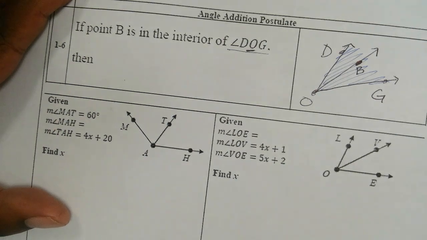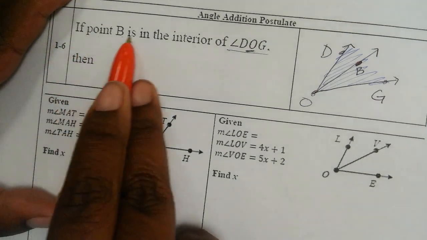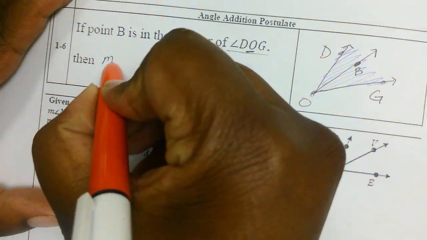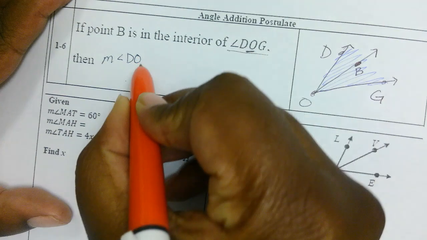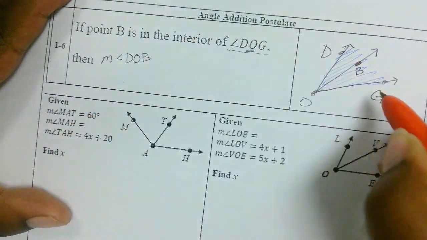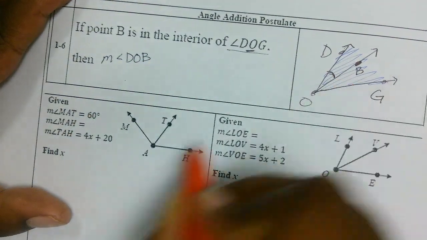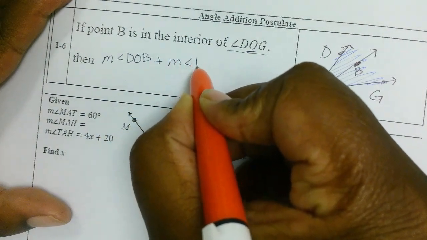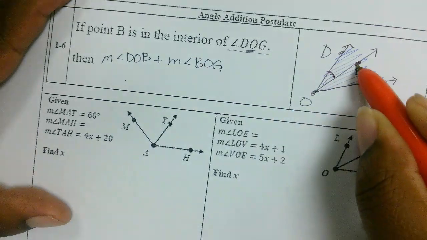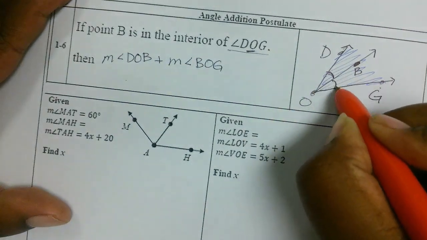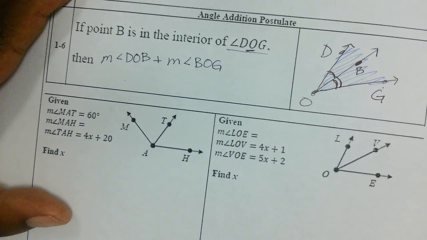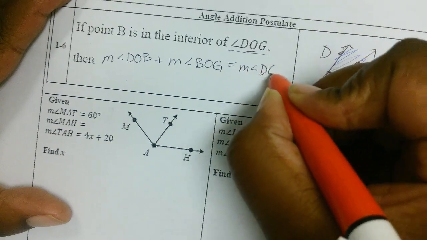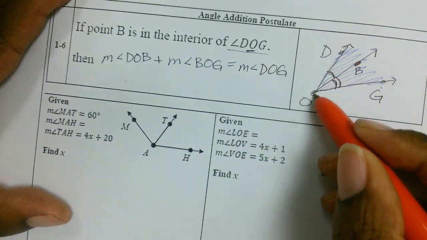So my angle addition postulate says if B is in the interior of angle DOG, then the measure of angle DOB, which would be this angle right here, plus the measure of angle BOG, which is this angle right here, will be equal to the measure of angle DOG, which is the entire angle.